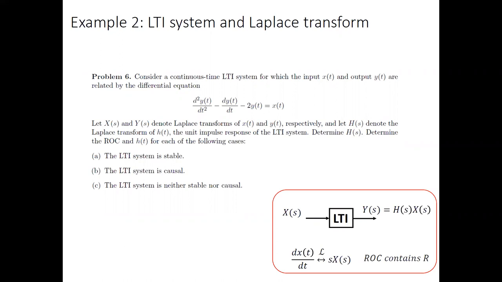To determine the function H of s, corresponding to that function, there can be different ROCs, and each different ROC corresponds to a different h of t. And each different ROC also corresponds to different properties of the LTI system, which is the same as the last example. But our first task is to determine H of s.